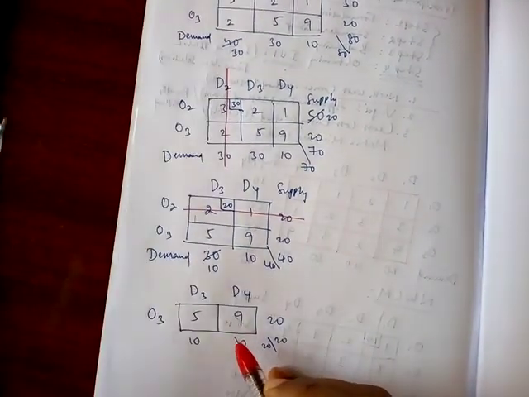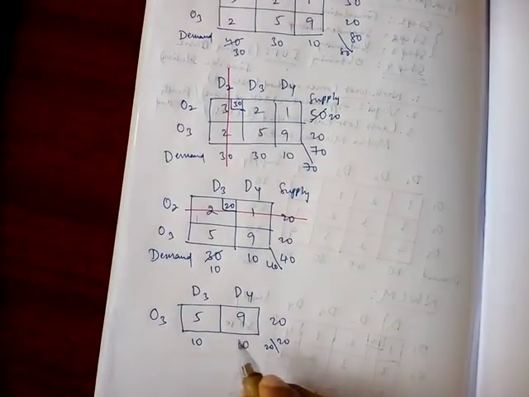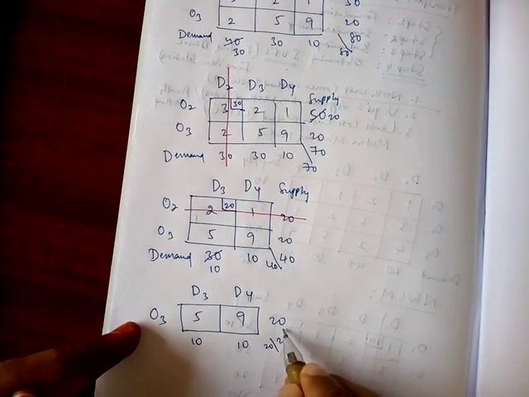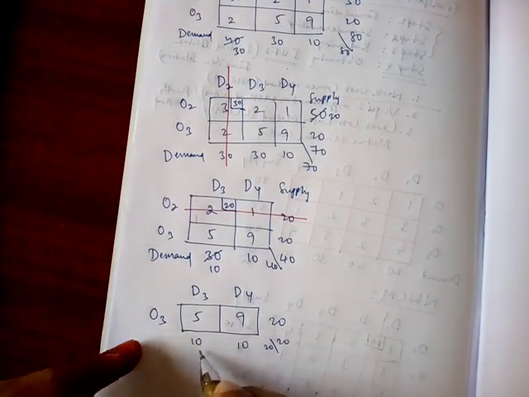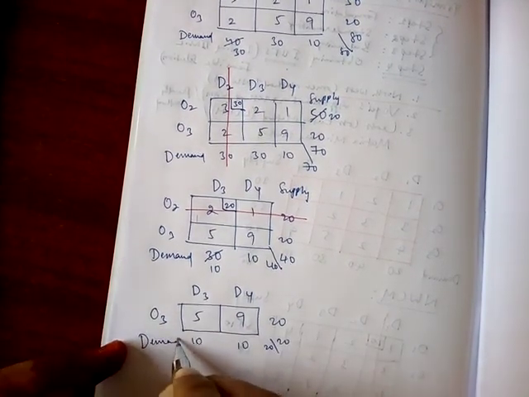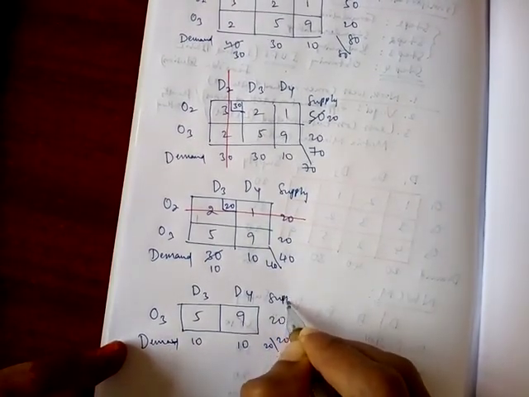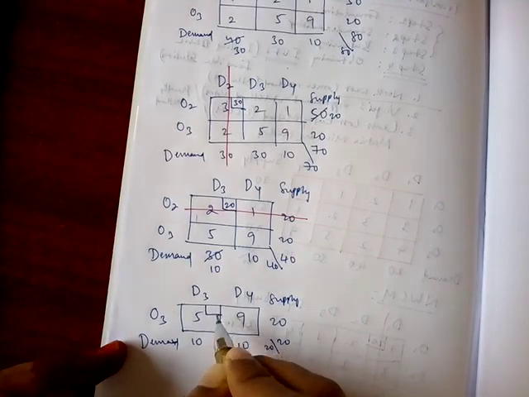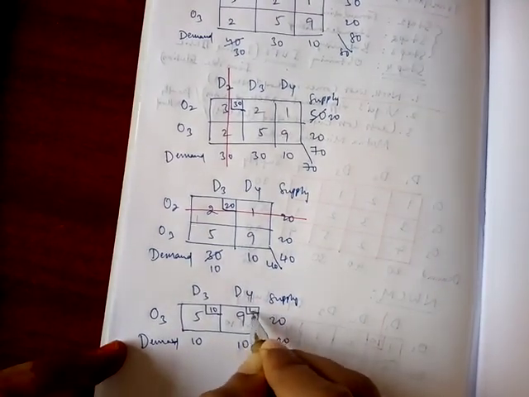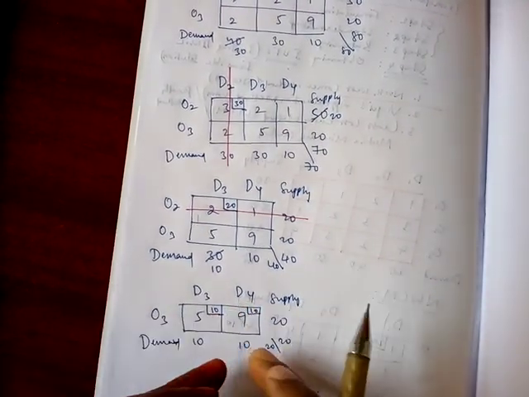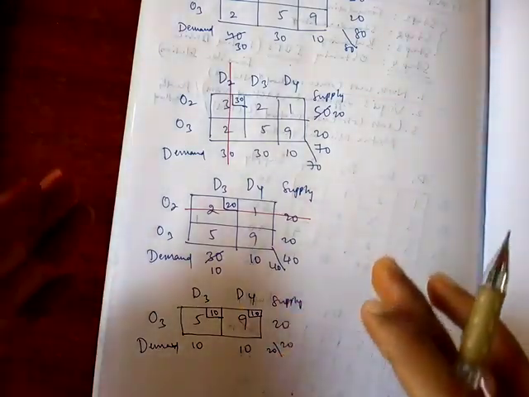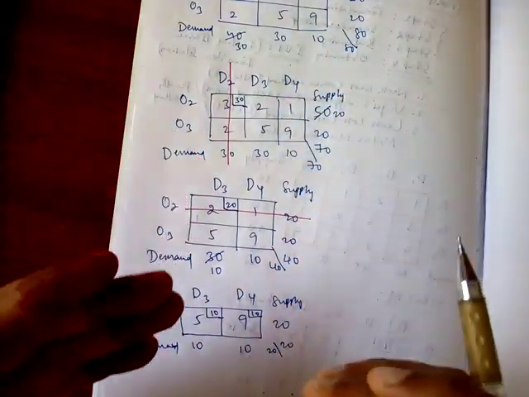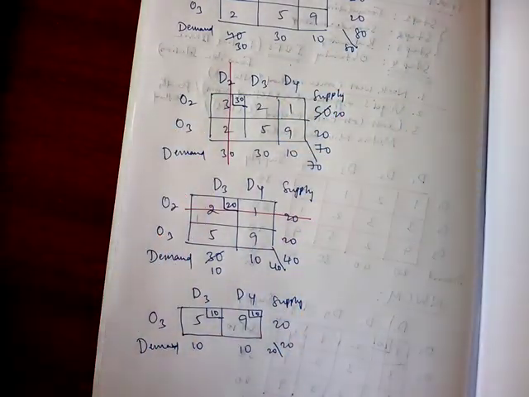And here it is the latest table. So here it is producing or supplying 20, D3 is demanding 10 and D4 also demanding 10. So this 20 can be divided something like this. Here 10 is allotted, here 10 is allotted. So like this we can do some iterations. It is just like a puzzle.